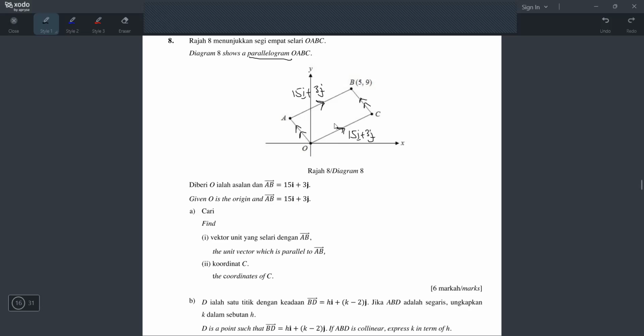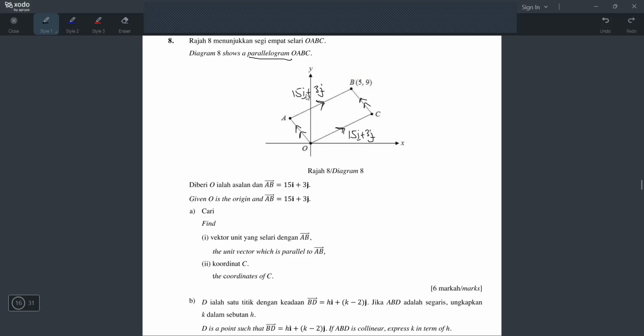Why do they have the same vector? Because they are parallel and sama panjang. Because parallel and sama panjang, that's why you can take the 2 vectors as equal. But if the 2 vectors are parallel tapi tak sama panjang, then cannot. Dia kena parallel and panjang sama, but at the same time baru kita boleh salin vector dia exactly sama.